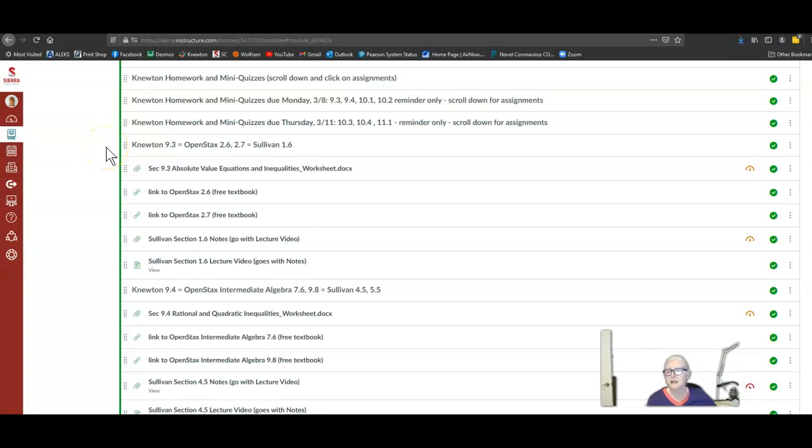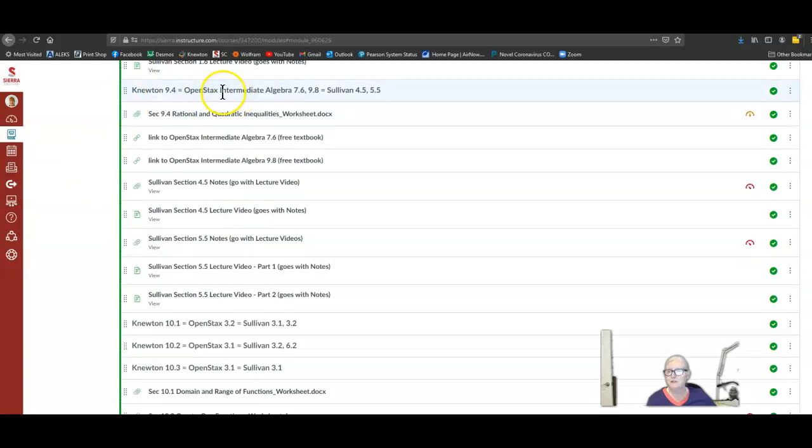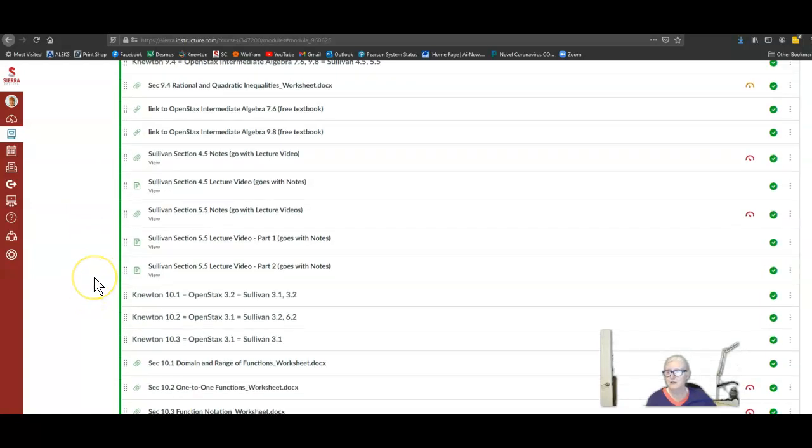So Newton section 9.3, there's actually 2 sections in the OpenStax book because it is absolute value equations and inequalities. In Newton, they're together. In the OpenStax textbook, they're separate, so it's 2 different sections. Then 9.4 is actually in the intermediate algebra OpenStax free textbook, so I've given you the links for those topics, and it's rational inequalities and quadratic inequalities. So one of these links is one and one is the other. And then in Sullivan, those are also in 2 separate places in section 4.5 and 5.5. So those are your resources for Newton 9.4.